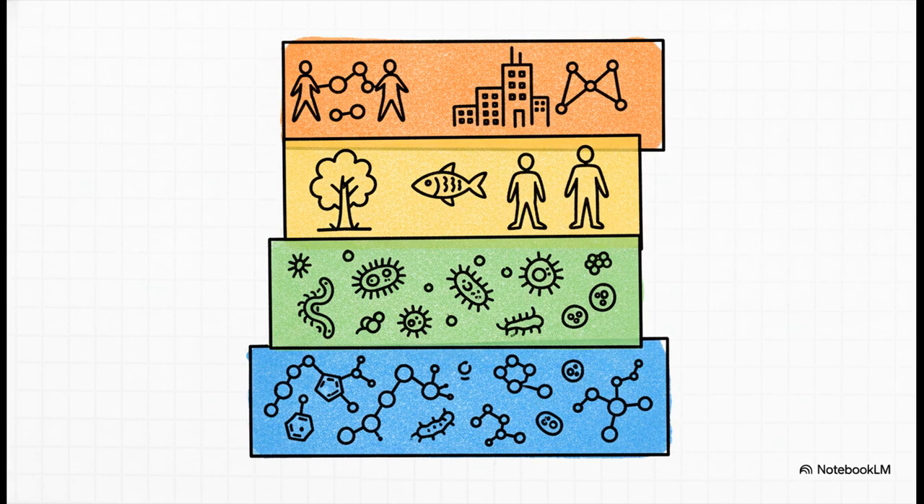And this, right here, reveals the central truth of it all. Complexity is cumulative. The rules of physics didn't just disappear when life showed up. The rules of biology weren't erased when animals made friends. Each new level simply adds a new layer of possibility right on top of the solid foundation below it.